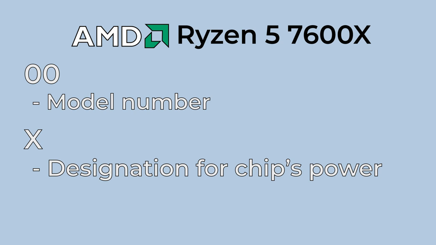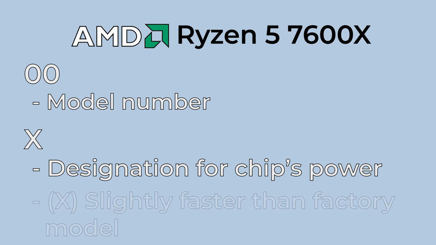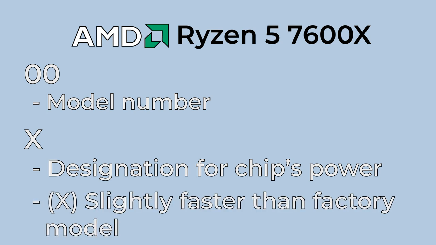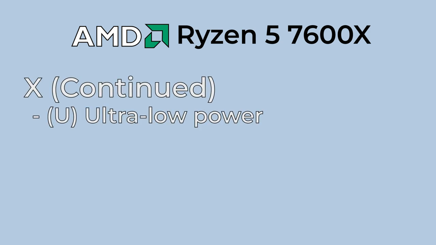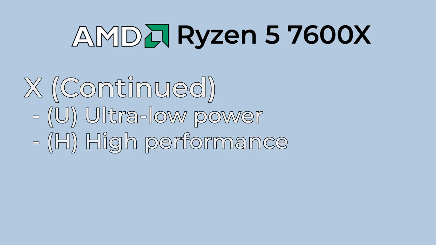X. The letter at the end of the chip name, X in our example, is AMD's designation for the chip's power. An X suffix simply means it's a slightly faster version of that model from the factory. A U suffix stands for ultra-low power. They optimize battery life over performance. An H suffix stands for high performance. They optimize performance over battery life.